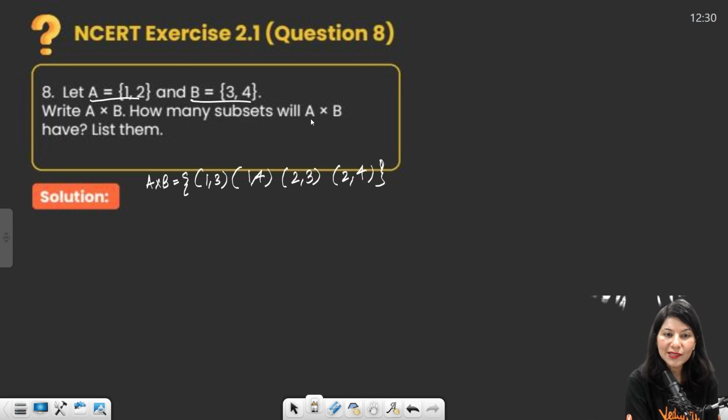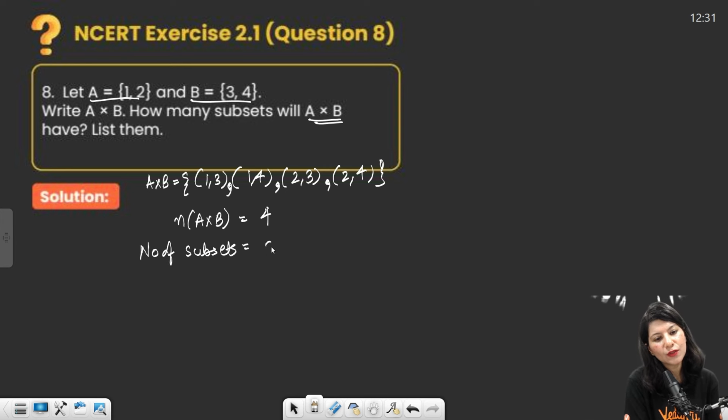Now, how many subsets will A cross B have? And list them. Okay. The cardinality of A cross B is clearly 4. And from here also, the moment we look, how many ordered pairs are there? 4 ordered pairs, right? So the cardinality of A cross B is 4. Perfect. How many subsets will A cross B have? The number of subsets of any set is 2 raised to the power n, where n is the cardinality of that set, or the number of elements of that set. So 16 subsets. Okay. Let us list them down.